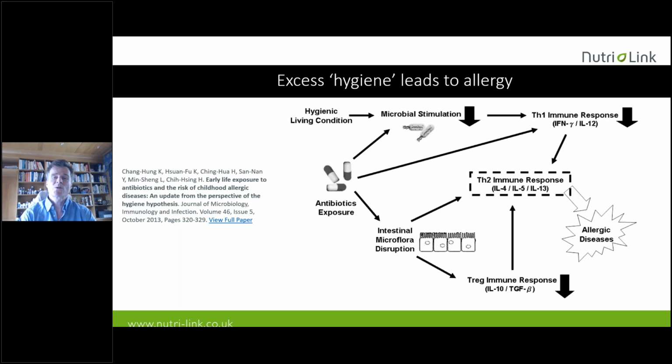So you have a dysbiosis or insufficiency dysbiosis without any unwanted bugs. And as a result of that, we actually have a decreased T regulation immune response. And all that tends to increase the Th2 immune response. And we've got interleukin 4 in particular, but interleukin 5 and 13 are also involved in mediating that immune response. And that leads to allergic, it says diseases here, but really it's allergic responses. So that's the hygiene theory.